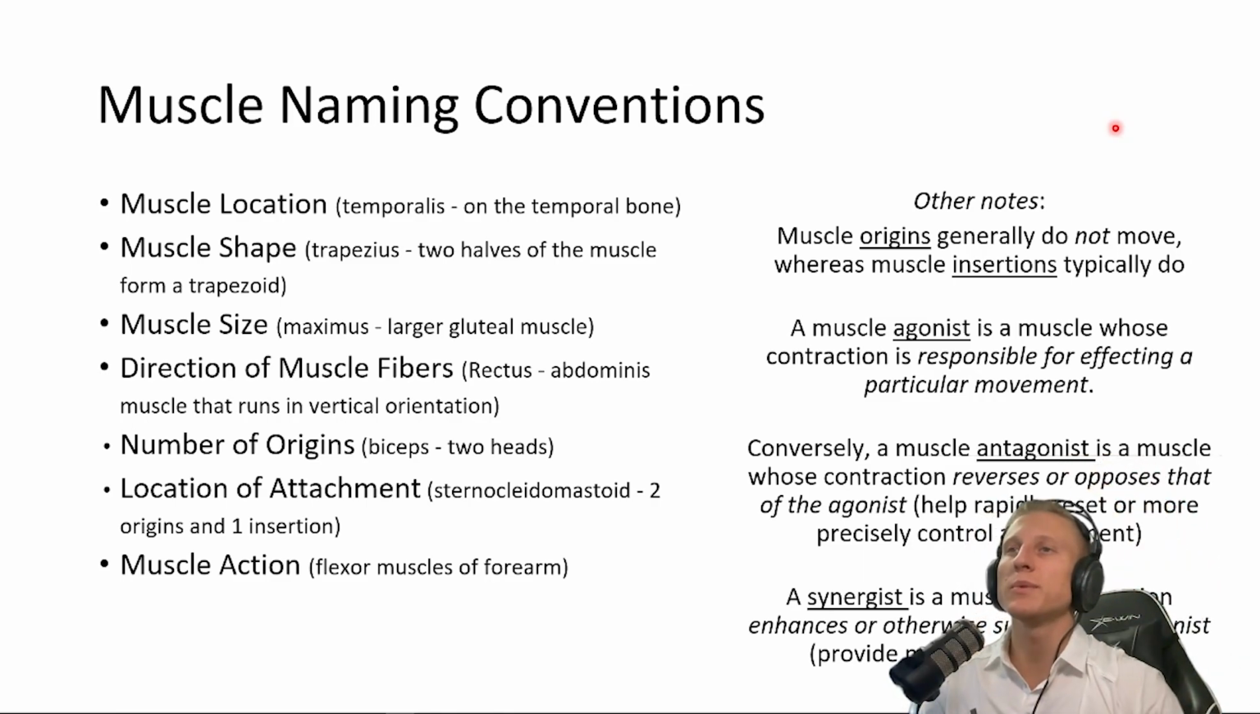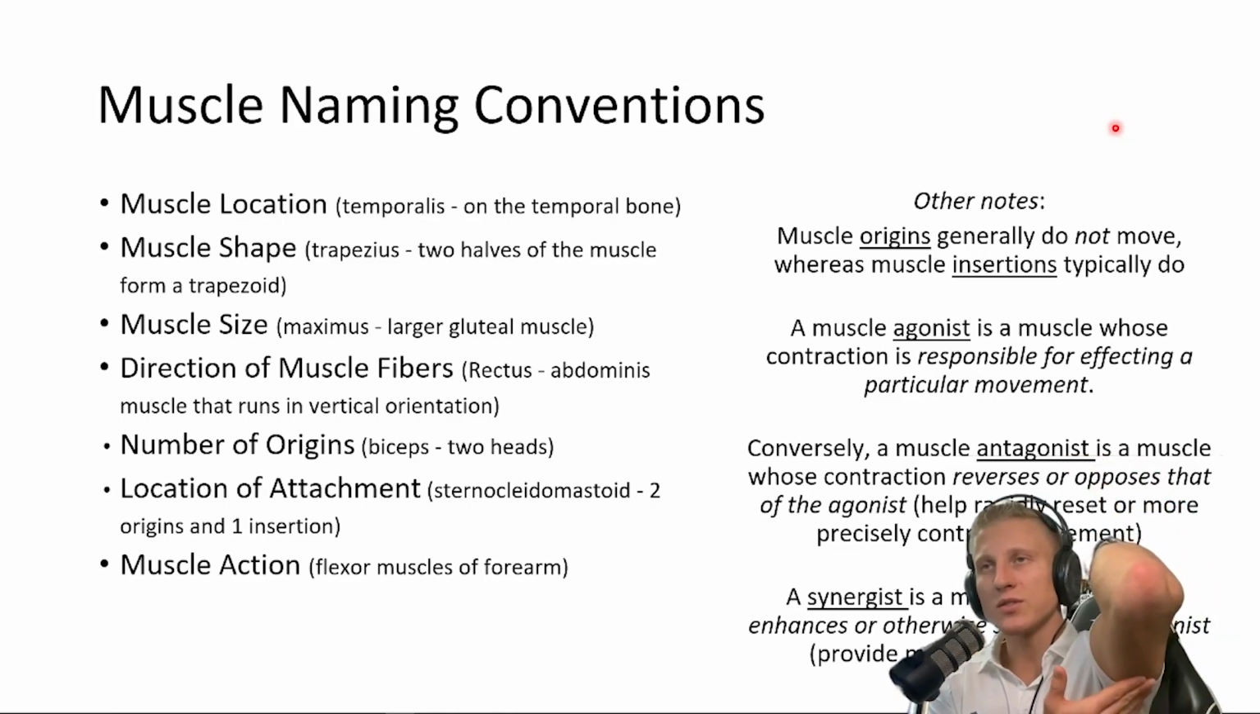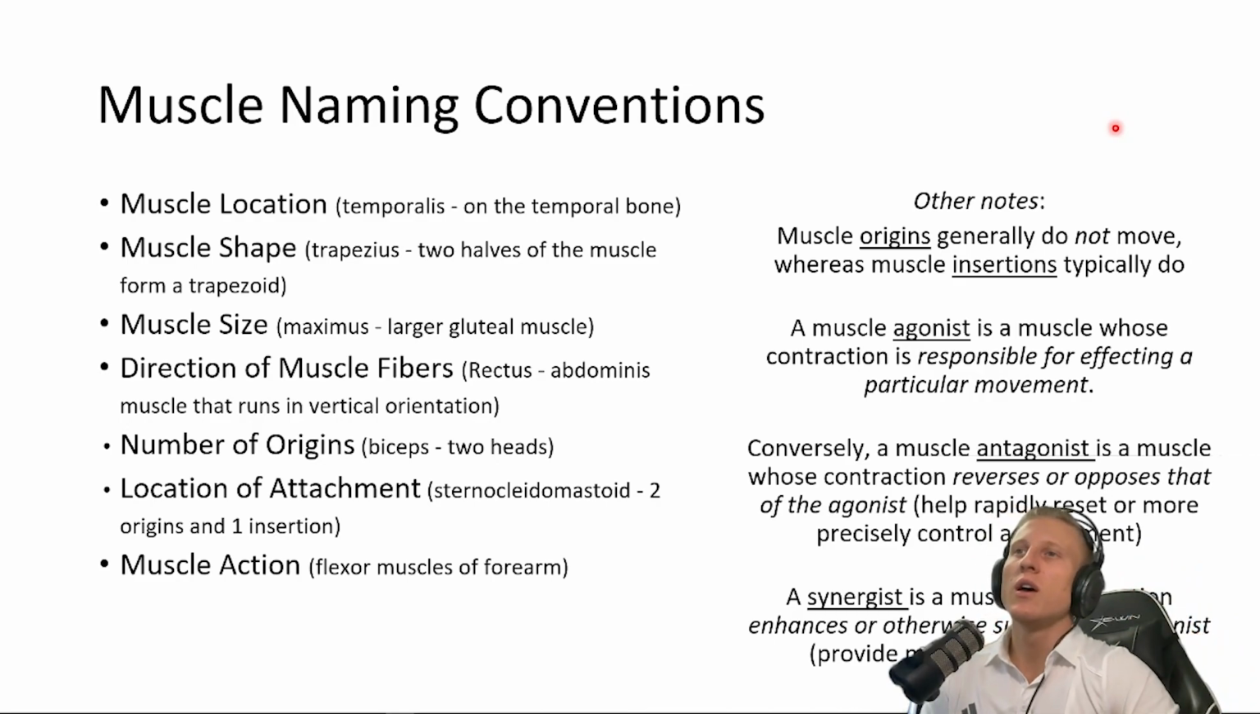Like doing a pull-up. So this would be called the insertion up here on the humerus, and we would call the hip attachment the origin, okay? Iliac crest specifically. Then we have three related terms. We have the muscle agonist, the antagonist, and the synergist.